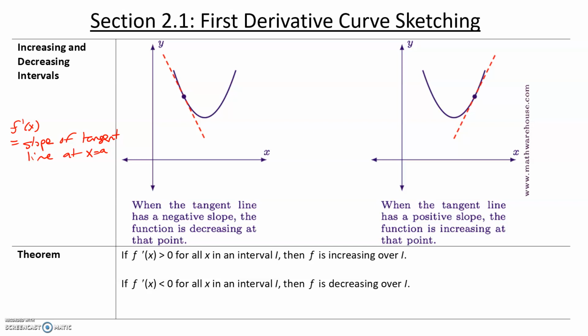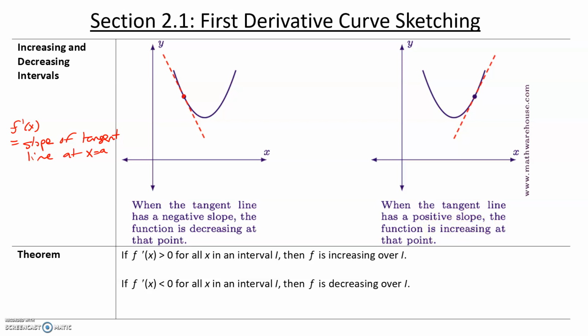So let's take a look at what's happening. If the slope of the tangent line at this point is negative, this is happening because the graph is decreasing. Once again, if you have a negative slope, it's because the graph is decreasing. If at a point the slope of the tangent line is positive, it's positive because the graph is increasing. So one of the important applications of the derivative is that when the tangent line has a negative slope, the function is decreasing at that point. When the tangent line has a positive slope, the function is increasing at that point.